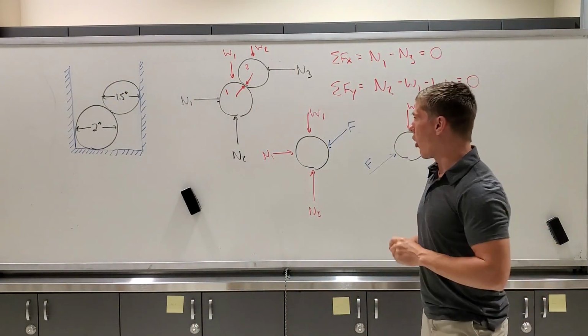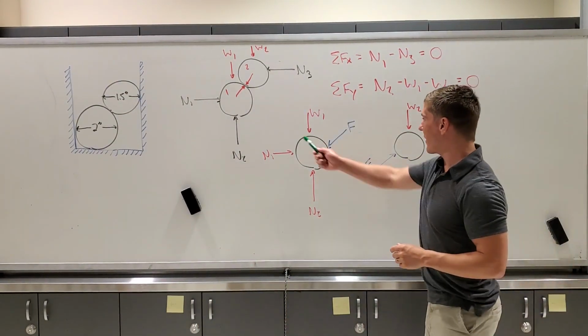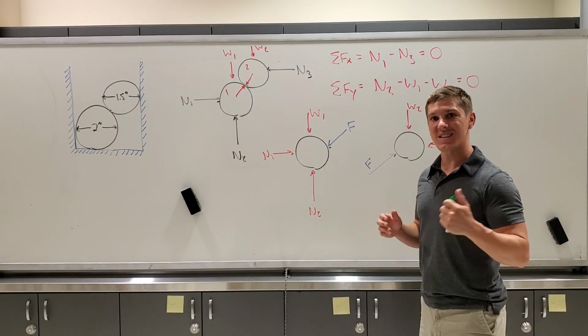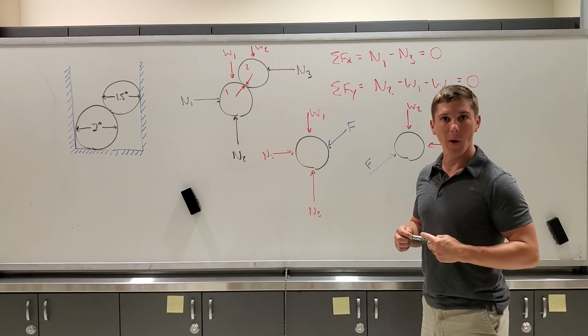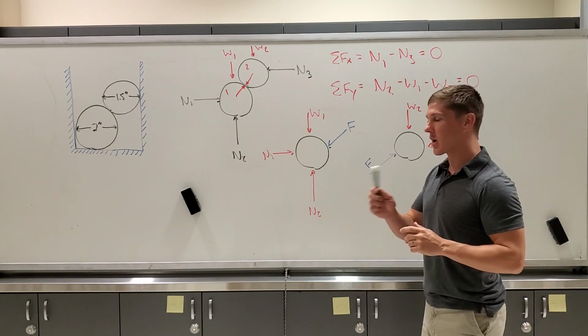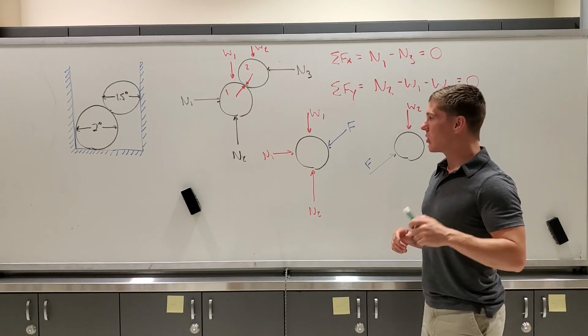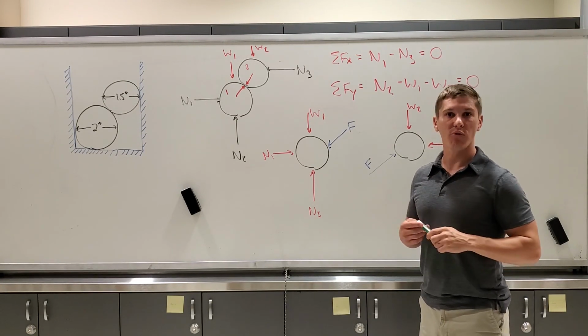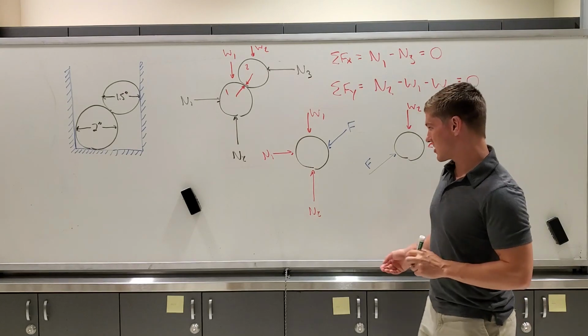If I was going to write all my equations of equilibrium from each of these free body diagrams, you're going to see that we don't end up with 6 linearly independent equations, and that's very important. We're going to talk about what that means here in a second, but we do not end up with 6 linearly independent equations. We end up with only 4 linearly independent equations.